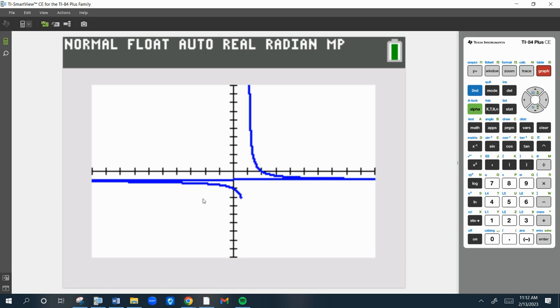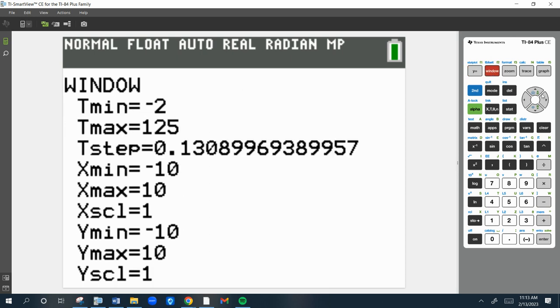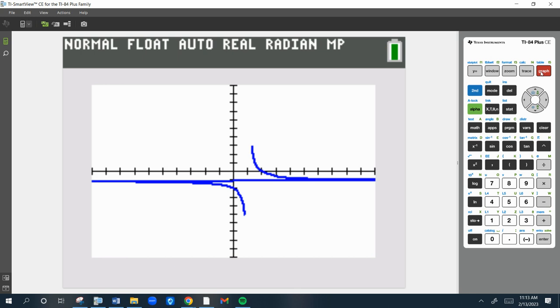Kind of messed up here because there was an undefined point. So I'm going to change my t. Let's go from negative 4 to 4. Just see what it looks like. All right, so that looks like what our graph was looking like. So that's the lowdown on parametric graphs.